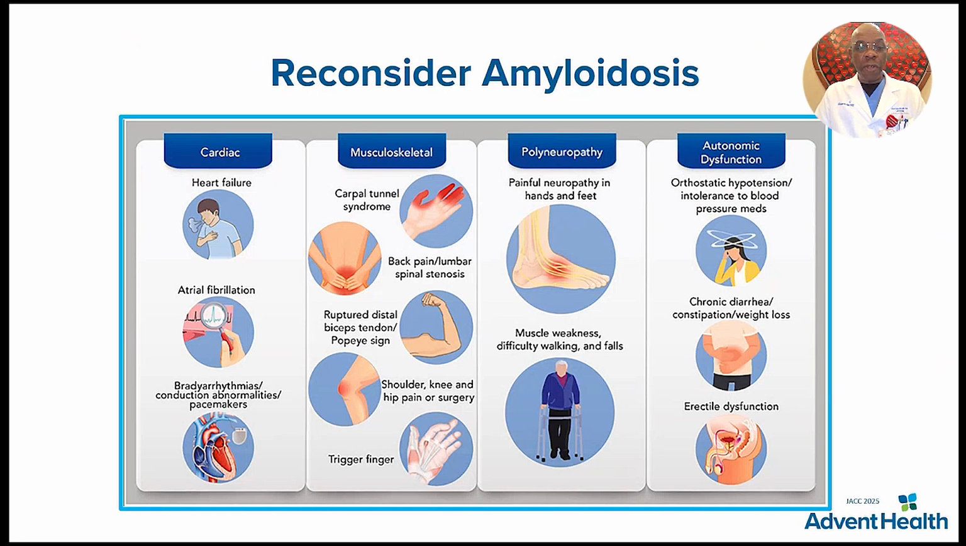Patients can sometimes present with heart failure, but then when you see the patient also having a constellation of other symptoms, amyloidosis should be considered. Patients can develop heart failure, atrial fibrillation, or other arrhythmias as their presentation of cardiac amyloidosis. But whenever you see a patient that also has musculoskeletal, neurologic, or autonomic dysfunction, amyloidosis should be top of mind.